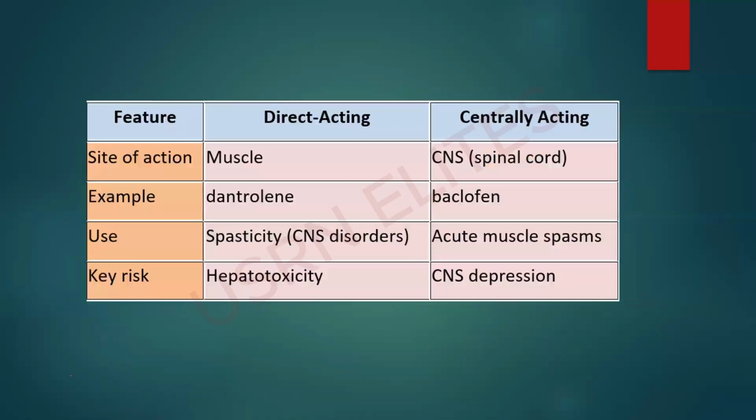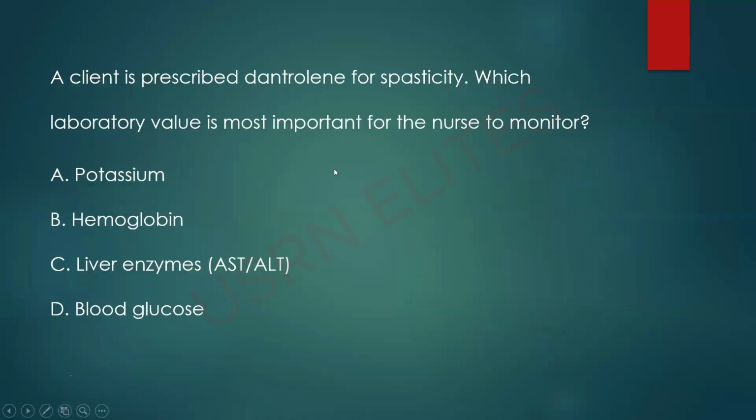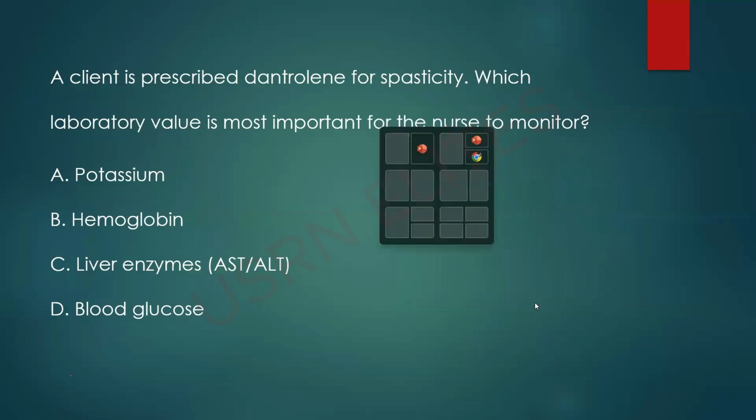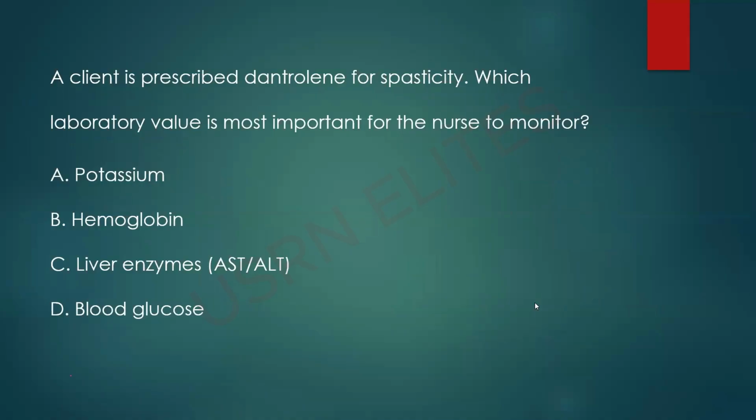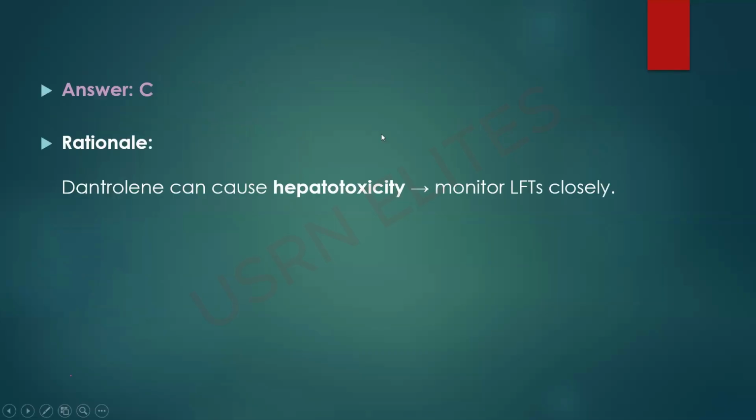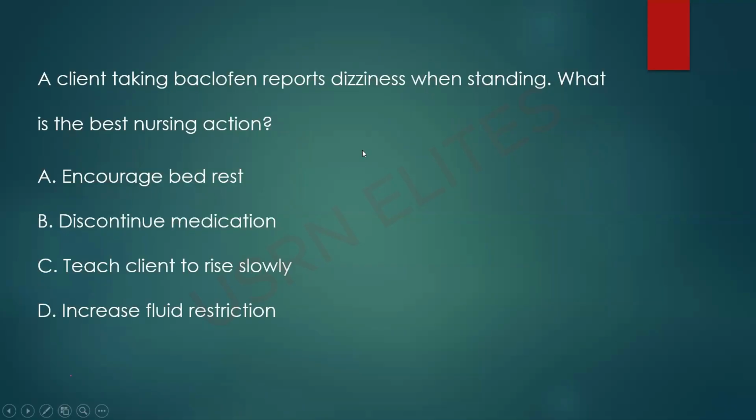Let us solve these questions quickly so that we can go. Our time is up. Can someone read for us? A client is prescribed dantrolene for spasticity. Which laboratory value is most important for the nurse to monitor? A, potassium. B, hemoglobin. C, blood glucose. D, liver enzymes. Liver enzymes. That's very easy. This one is going to be very quick because they are not difficult.